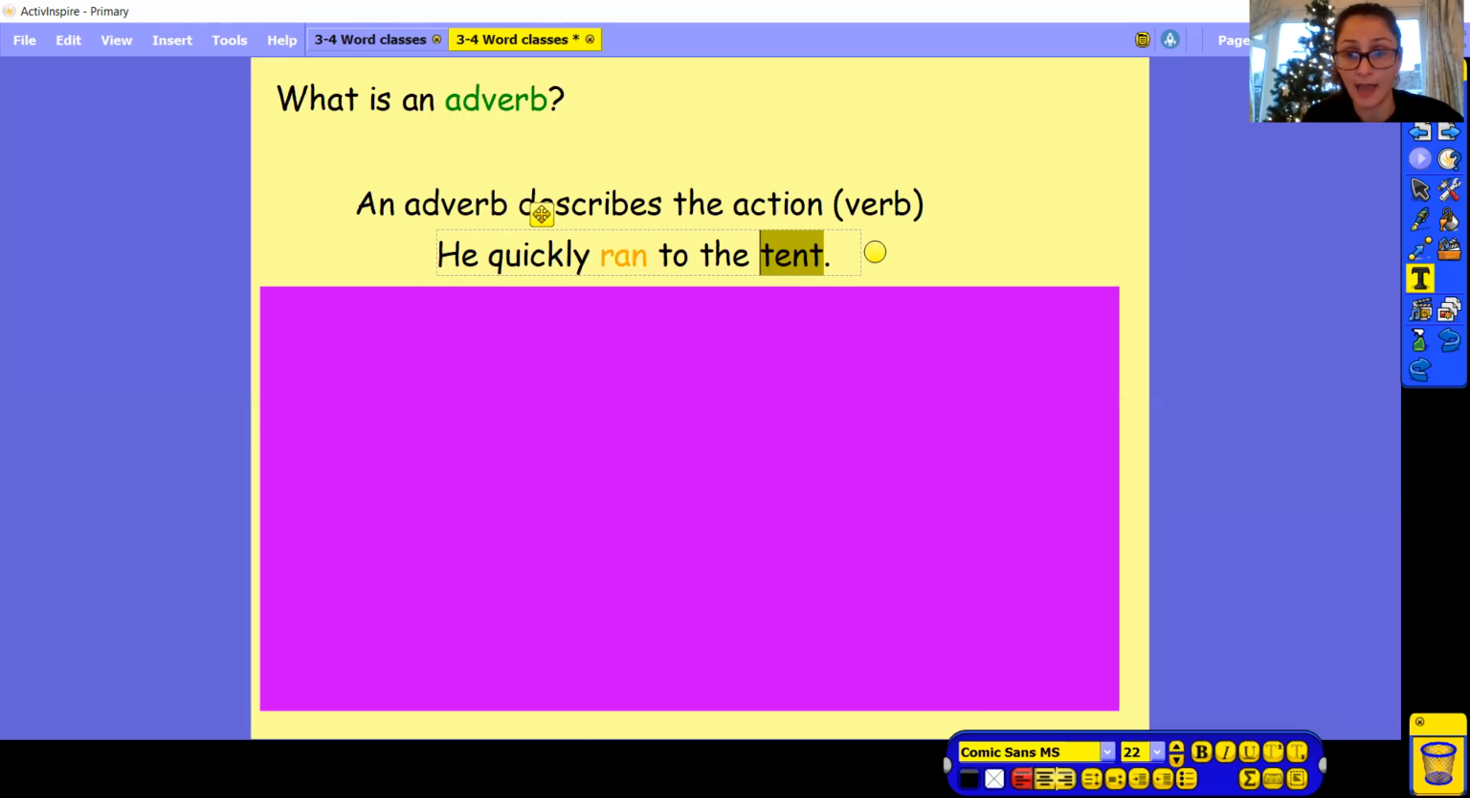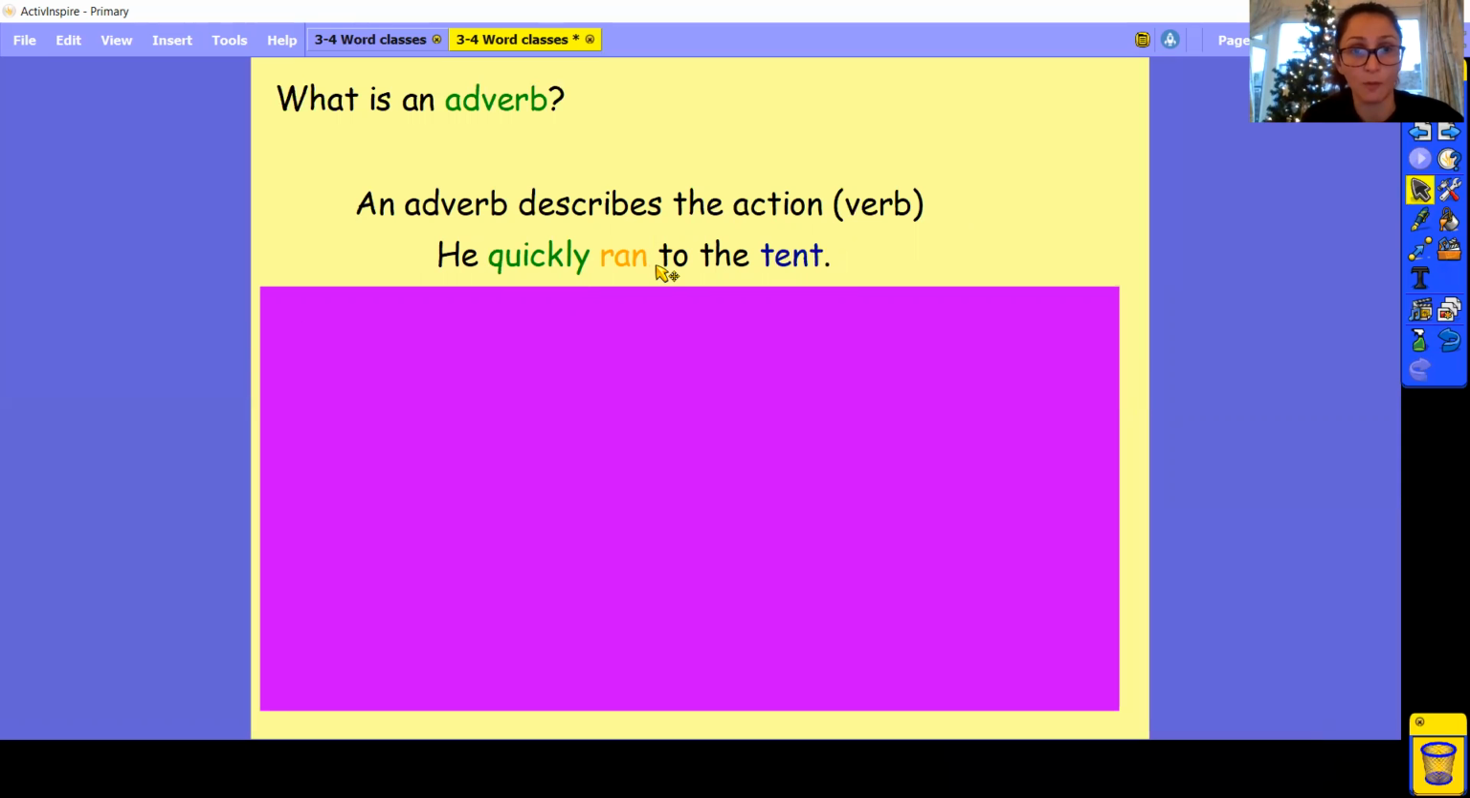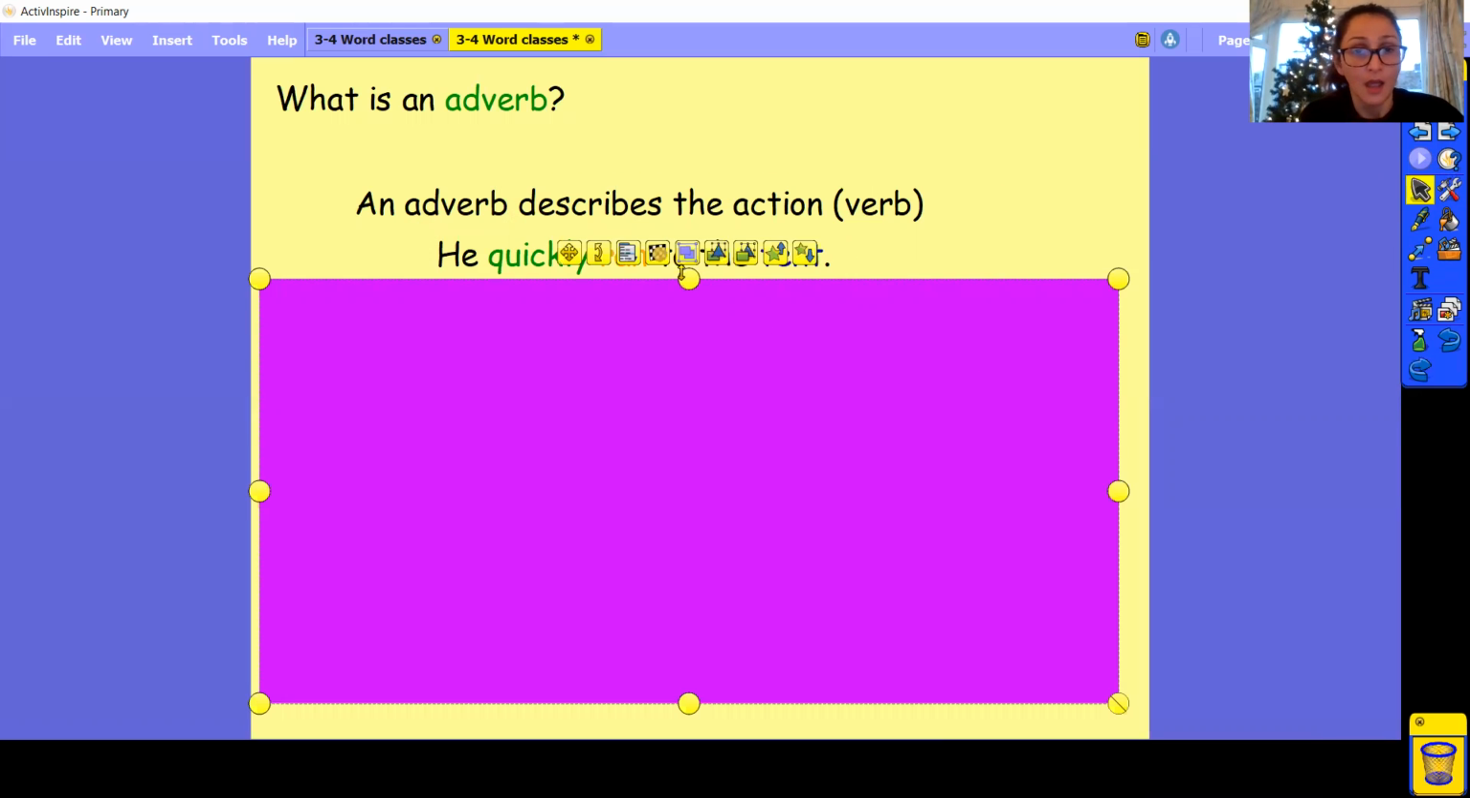So the tent is the noun. And quickly is describing that action, okay? So quickly is the adverb. It's describing how the verb is being done. So an adverb is describing what the verb is doing. Sorry, I did say that slightly wrong then.